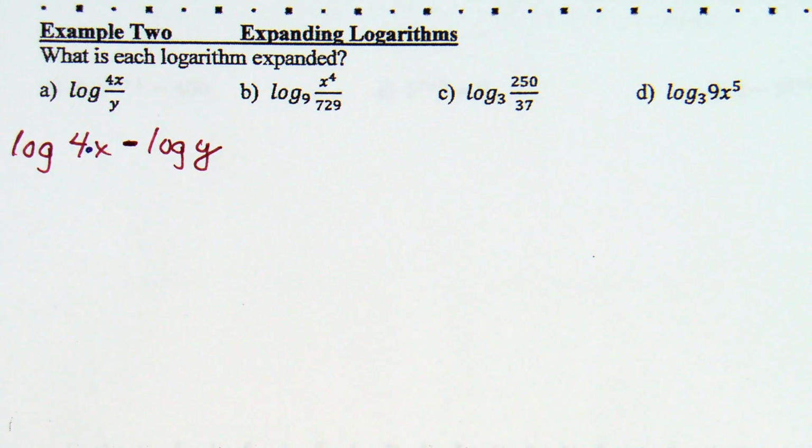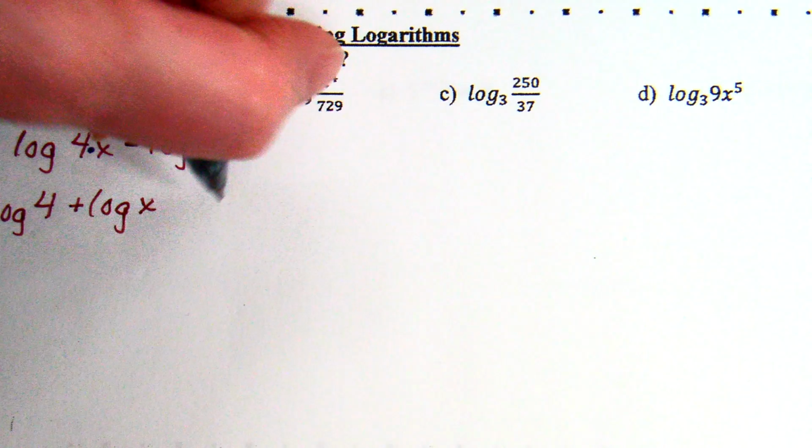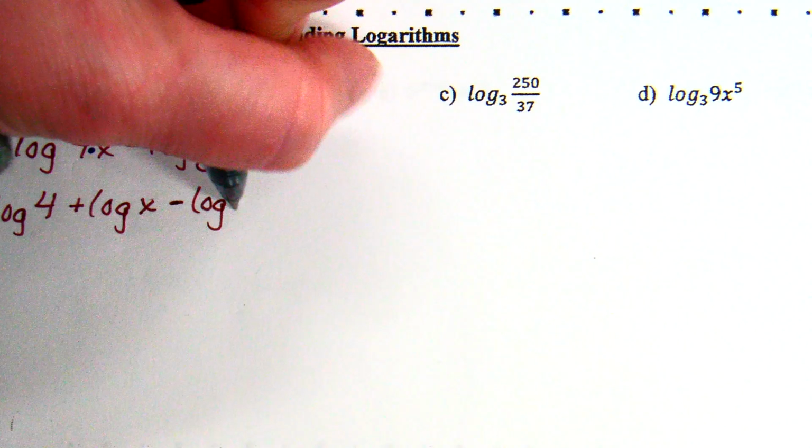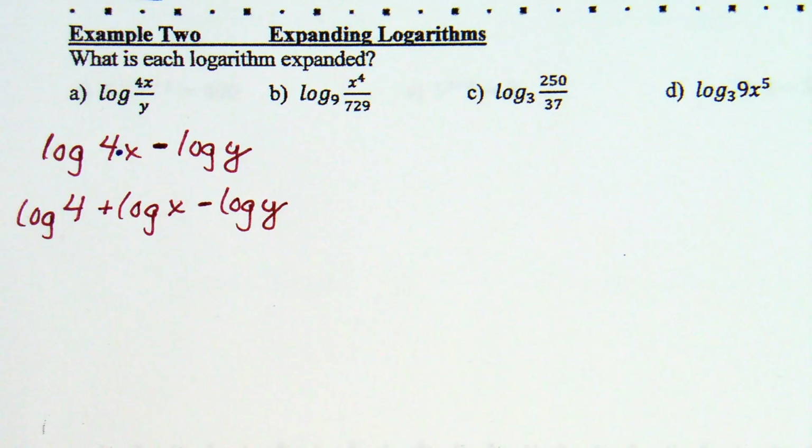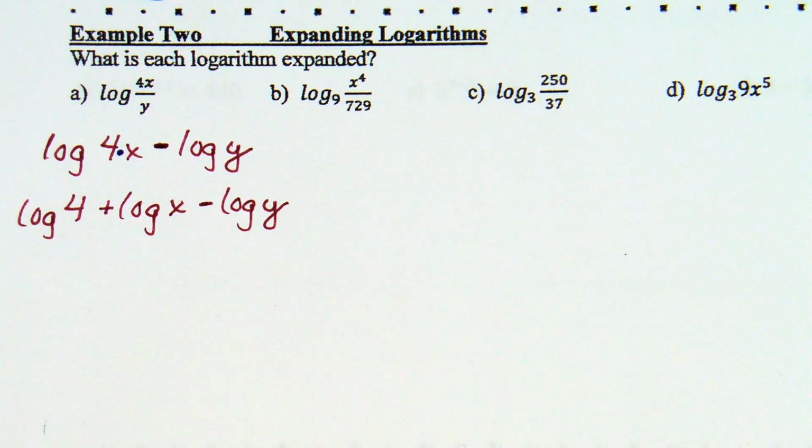And if the inside is multiplication, that can be rewritten as 2 logs being added. So we're going to take log of 4 times x and rewrite it as log of 4 plus log of x, and then still minus log of y. You have to watch out for this. They don't want you to just do one basic step and stop. They want you to break it up as much as you possibly can.